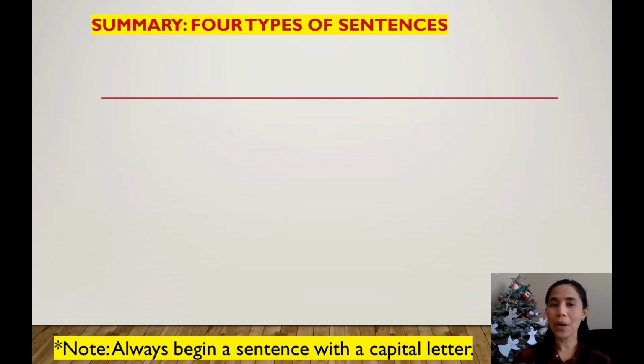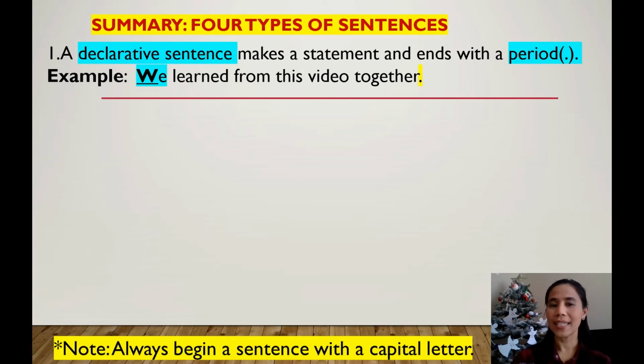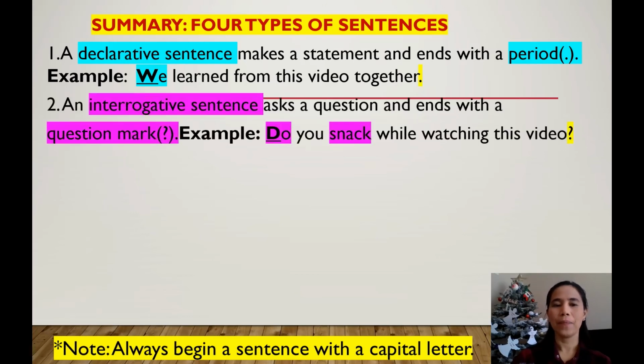To recap or summarize what we have learned today, here are the four types of sentences. First, declarative sentence. A declarative sentence makes a statement and ends with a period. An example is, "We learned from this video together." It ends with a period. Number two, or the second type is an interrogative sentence. It asks a question and ends with a question mark. Example, "Do you snack while watching this video?"